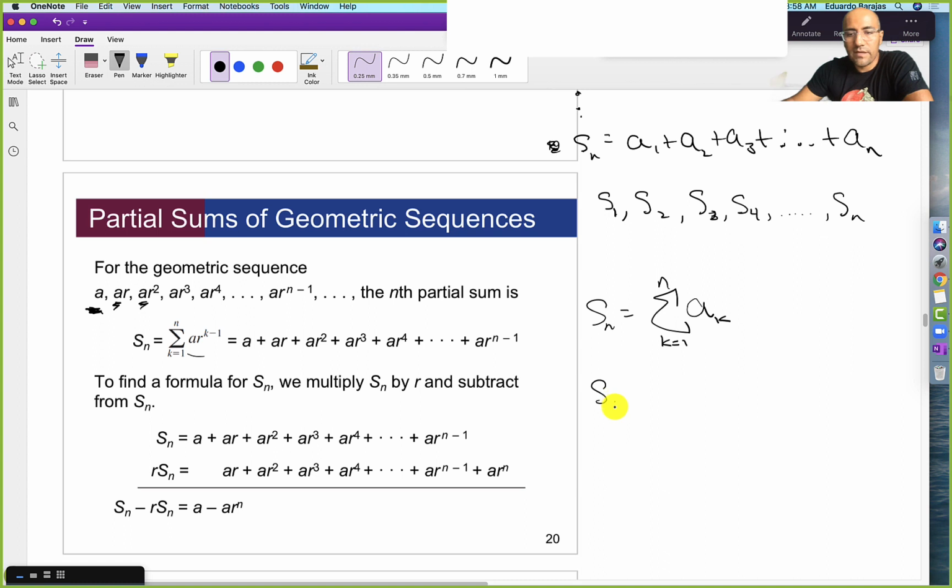Which means that s sub n equals a1 plus a2 plus a3 plus dot, dot, dot, and we don't stop until we get to n, right? This indicates the stopping point.